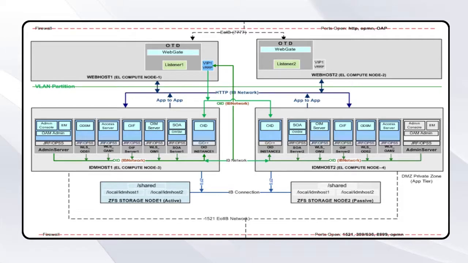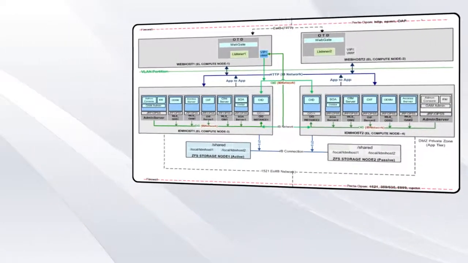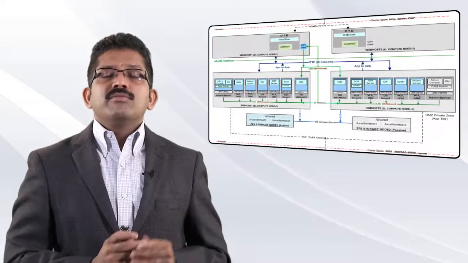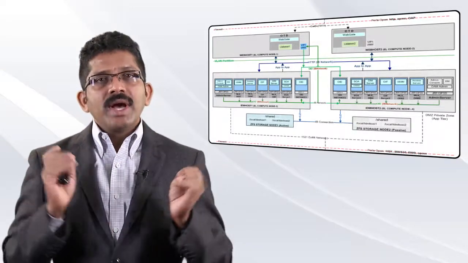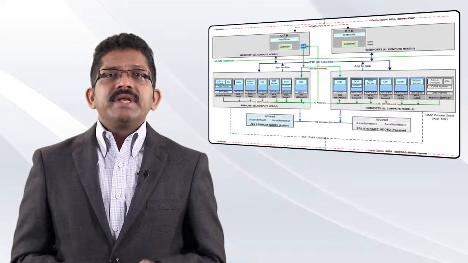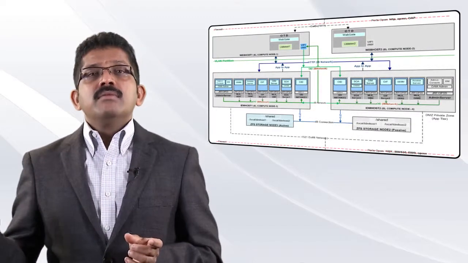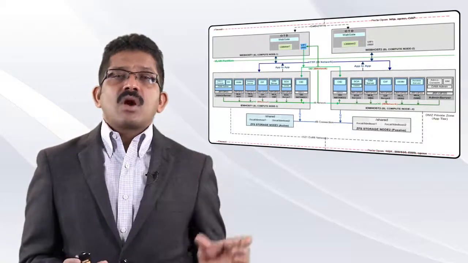Similarly, for the rest of the applications, you have active-active. So if one node goes down, the other compute node can carry on as is and support all the requests that were on the first compute node, IDM host 1. So you have high availability and security, and the applications are deployed in such a way that you can add more instances without bringing down the system.